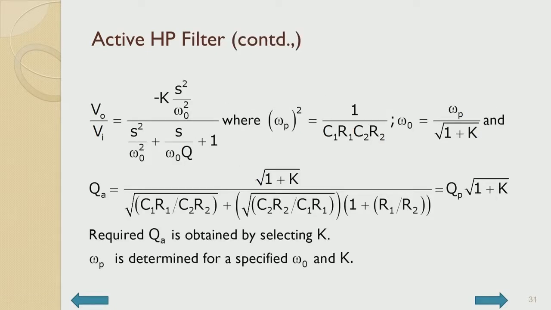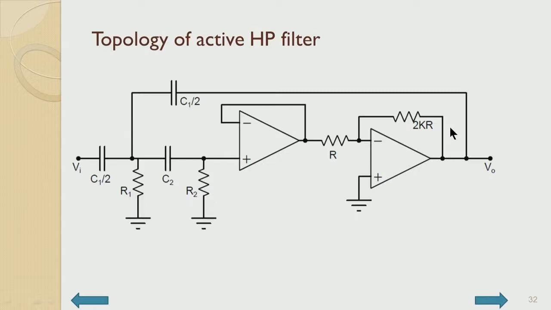So then we get minus k s square by omega naught square, over s square by omega naught square plus s by omega naught q plus 1. Omega p squared is 1 over this, omega naught is this, q a is this. So q p into square root of 1 plus k. Required q a is obtained by selecting k as before. Omega p is determined by this relationship that we had seen.